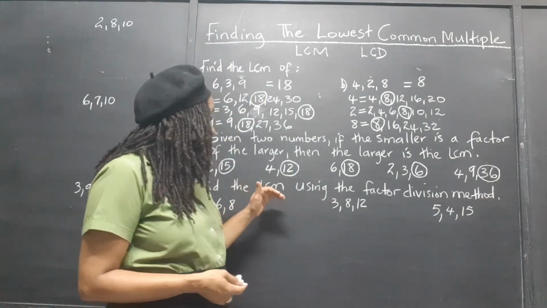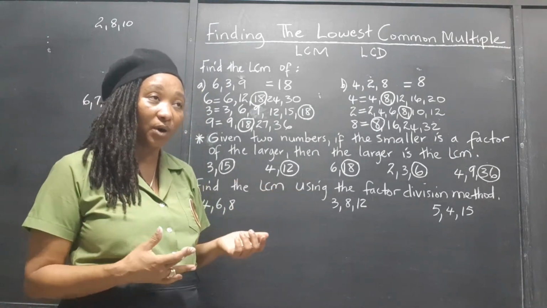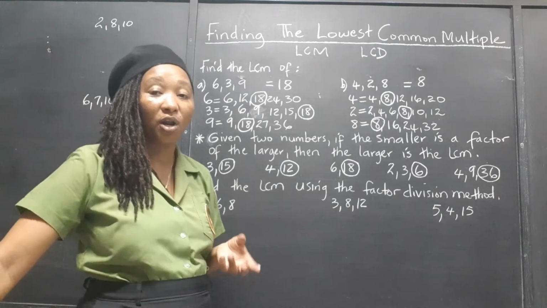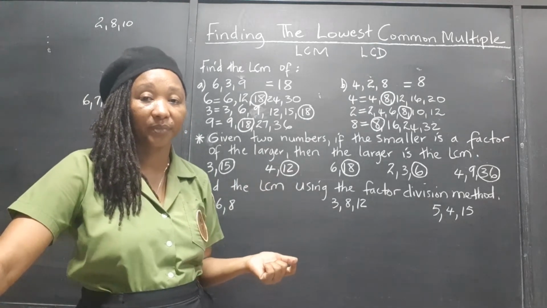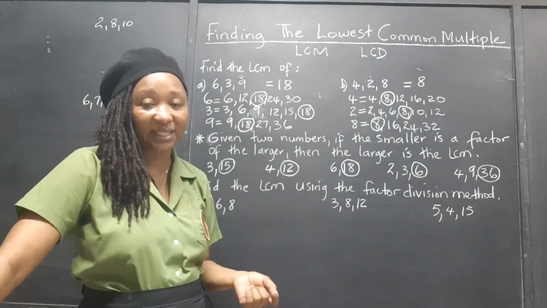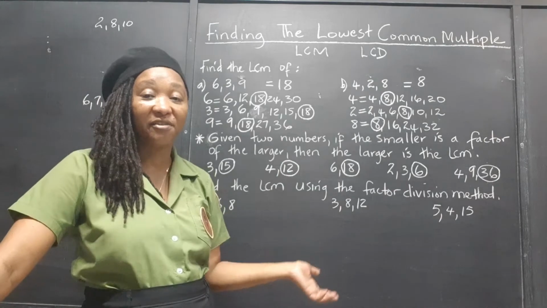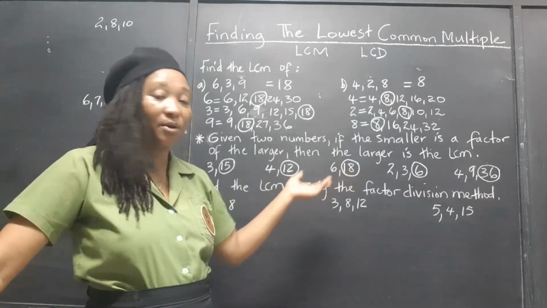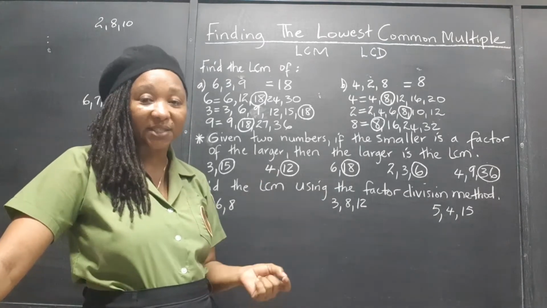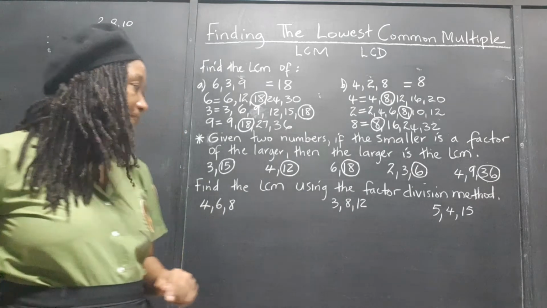But the fact is, we're comparing the smaller ones and the bigger one and seeing if the smaller ones can actually go into the big one or the biggest one. If that is the case, then the biggest one is the LCM. You don't need to look any further than what you're given. Once the small ones can go into the biggest one given, that's the LCM.